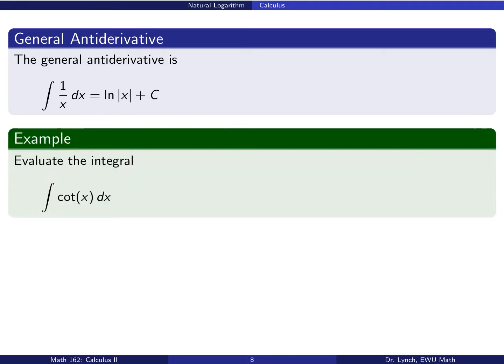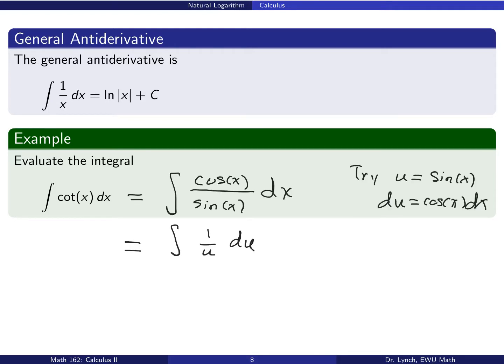So here's an example. Let's go ahead and have a look at the indefinite integral of cotangent. Cotangent isn't a function we deal with a lot, but we'll start by writing it as cosine over sine, and then see that there's a substitution that can help us.